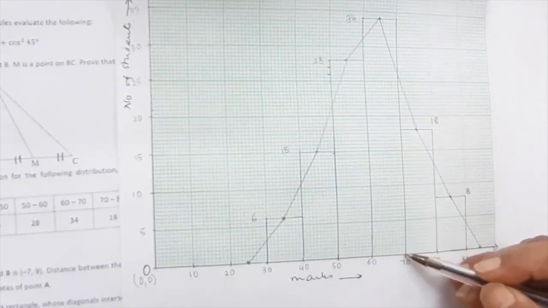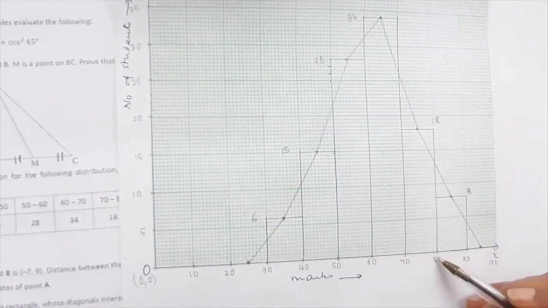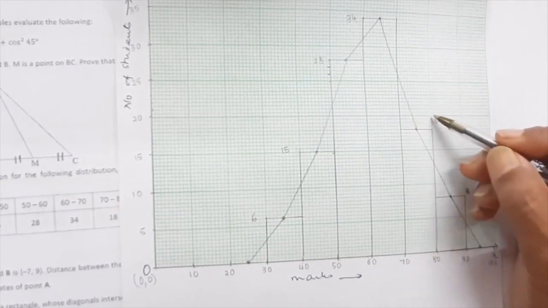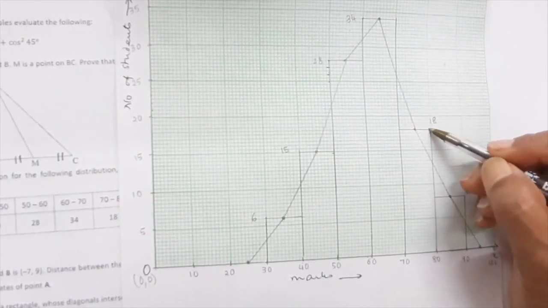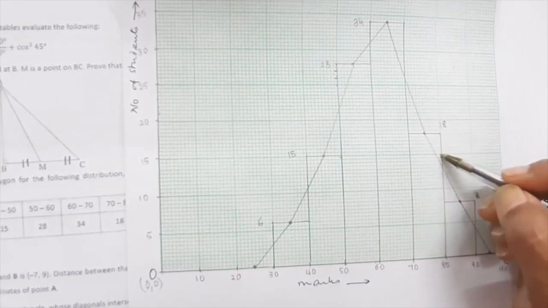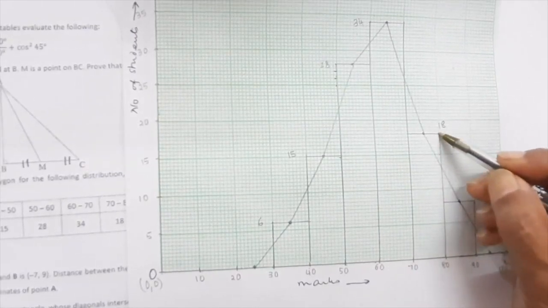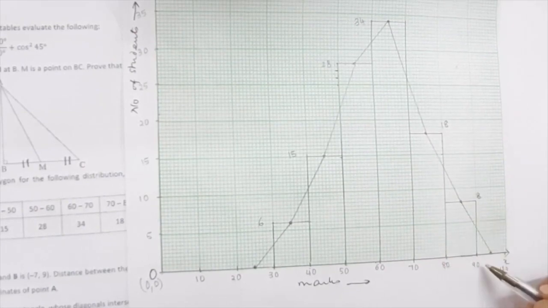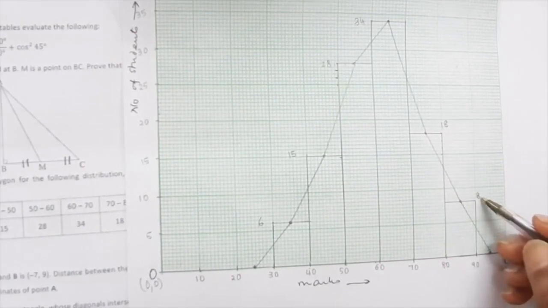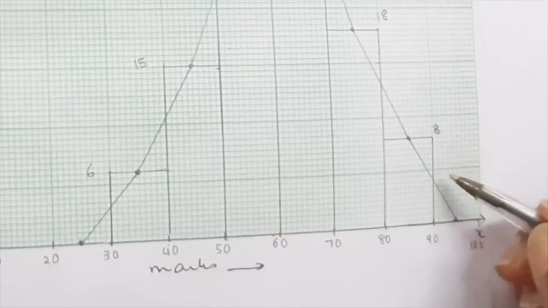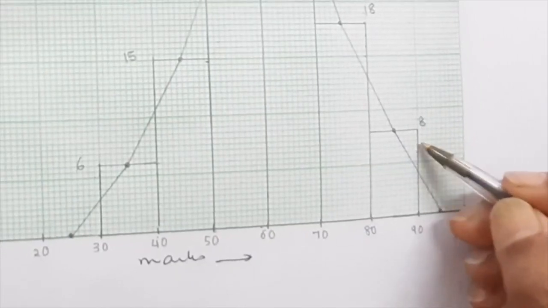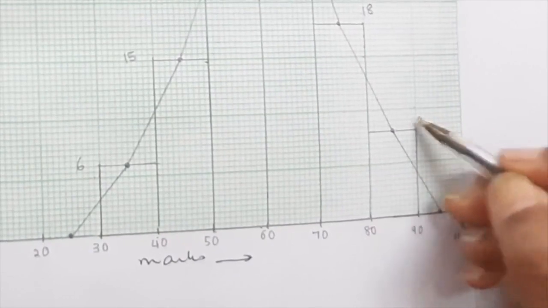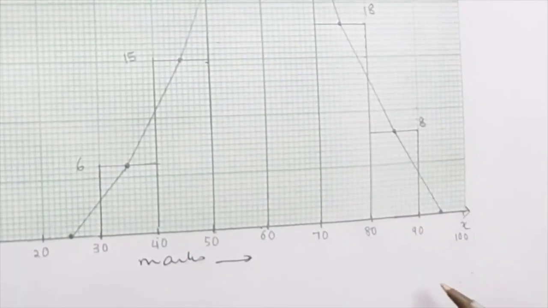I complete this rectangle. The next one, 70 to 80, is 18. So 18, this is 20. So this is 19 and this is 18. Or you can count from here, 15, 16, 17, 18, make this rectangle. And then 80 to 90, the frequency is 8, that is 8 students. So this is 5, 6, 7, 8. Or you can come down, this is 10, this is 9, this is 8, and make this rectangle.